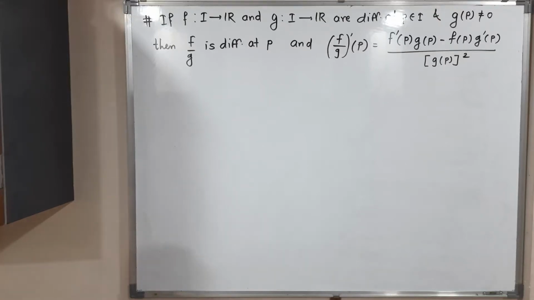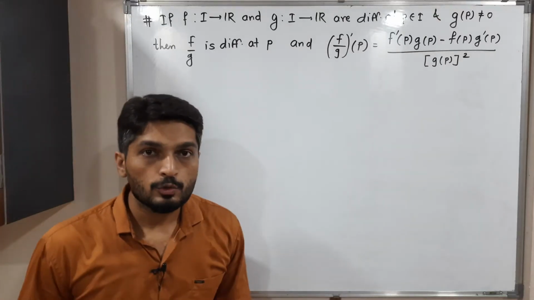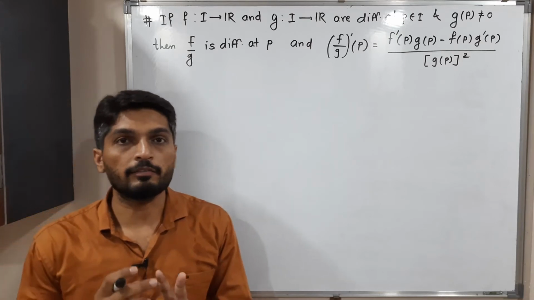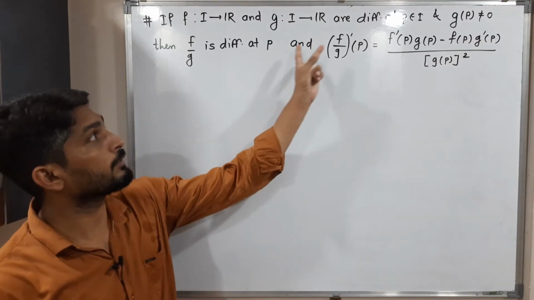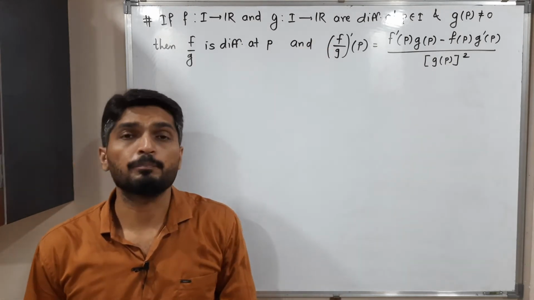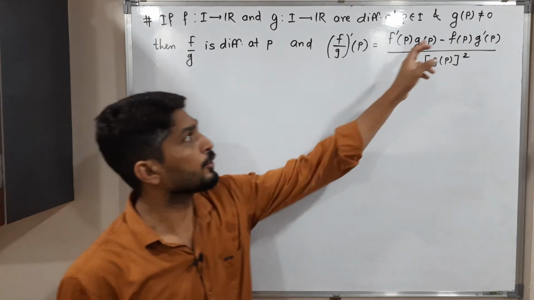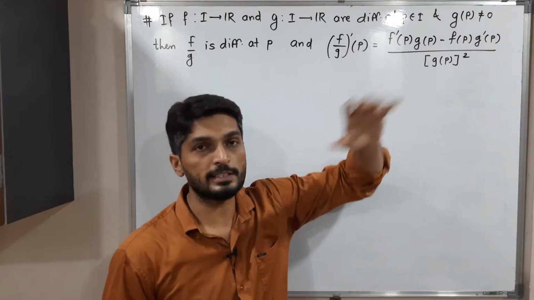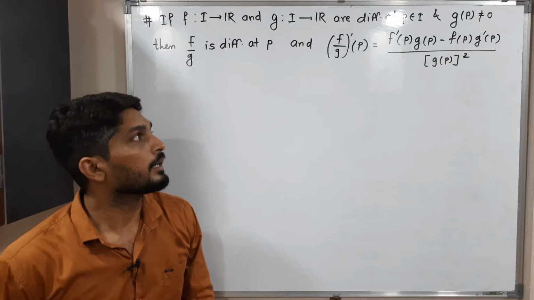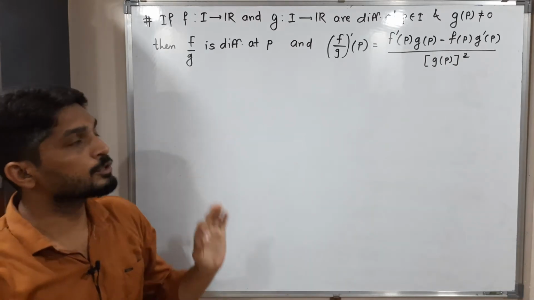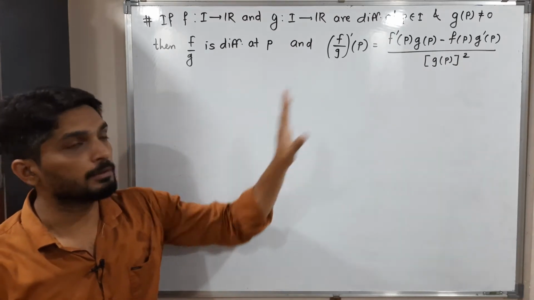Hi everyone, let us discuss this theorem. In this theorem we have two functions f and g. The given information is that f and g, both of them, are differentiable at point P. Additional information is that g of P must be non-zero. Obviously it should be non-zero since it comes in the denominator. Then we have to prove that f upon g is also differentiable and its derivative will be this one.